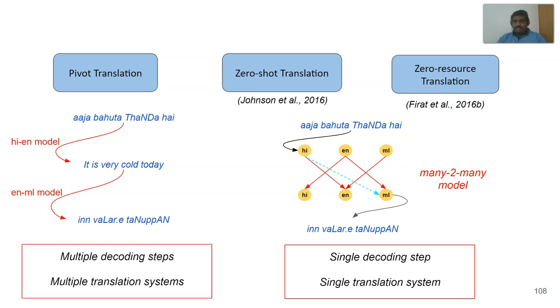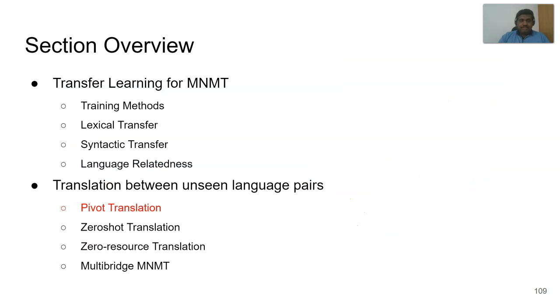Note that we have no parallel corpus between the two languages, yet with a single decoding step we can do this translation, and within a single translation system. So we do not need a translation system for every pair of languages. This opens up interesting possibilities. Let's briefly look at pivot translation before we move to the other methods.